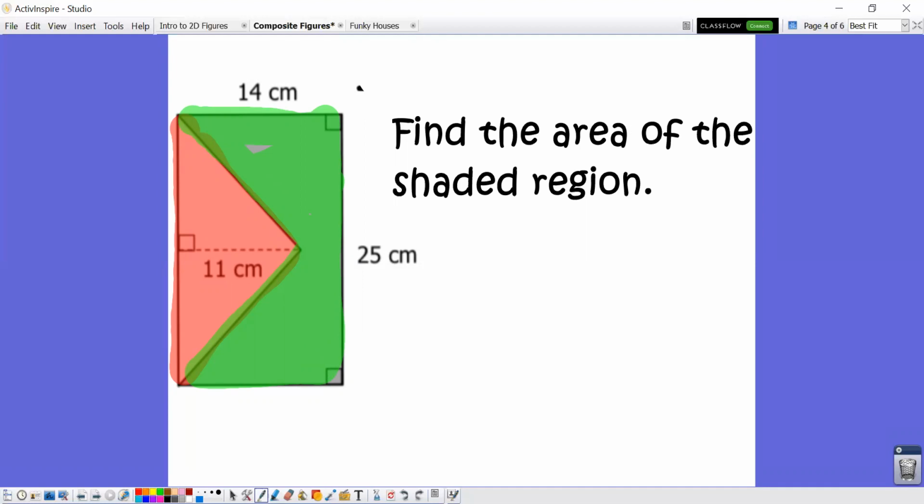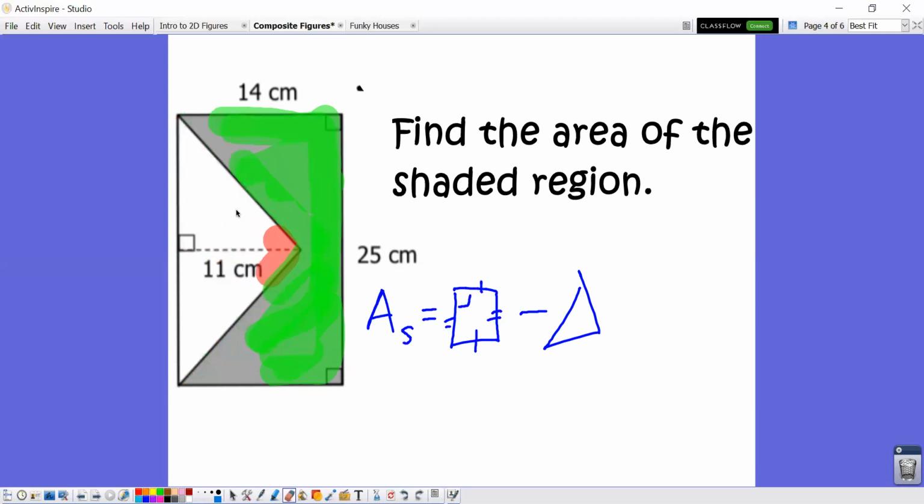So this is similar to the last one, but for our shaded region, I'm going to use the subscript S for shaded instead of T for total. We want to find a rectangle, now minus a triangle. We want to chop that triangle out. We're getting rid of that in our shape. Okay?